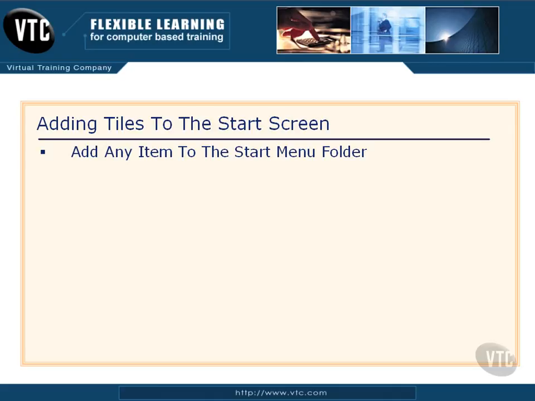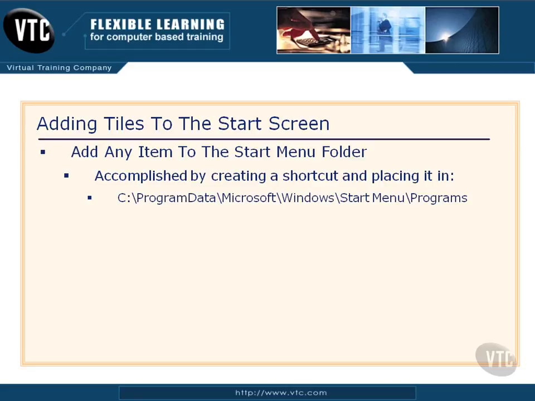There have been a lot of pretty wild ways to try to make that happen from a developer standpoint floating around the internet about Windows 8, but let me show you the easiest way I've seen to do that. Here's how you can add almost any item to the start menu folder. First, create a shortcut for that document, for that item, whatever it is. Create the shortcut, and then move that shortcut physically to this location: C, Program Data, Microsoft, Windows, Start Menu, Programs.